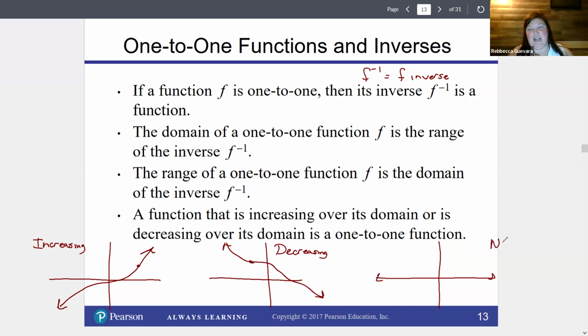So a function is not increasing or decreasing if it looks like this. So it started decreasing, then increases and decreases again. So when we're talking about being increasing, it means increasing everywhere. Decreasing means decreasing everywhere. This is not an increasing or decreasing function. This one is not 1-to-1.